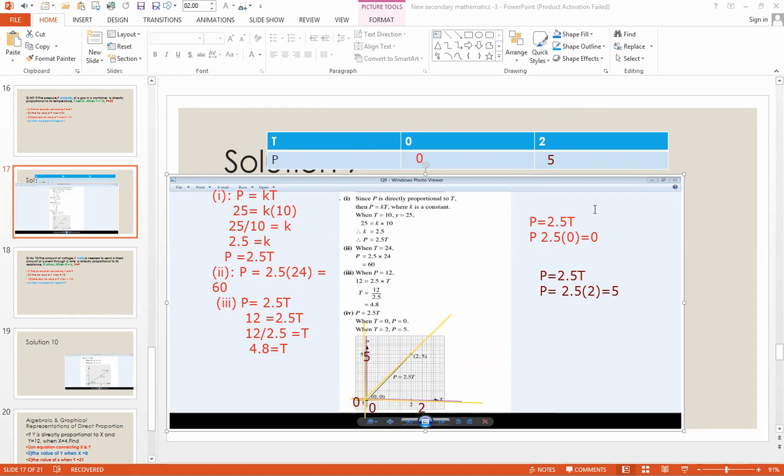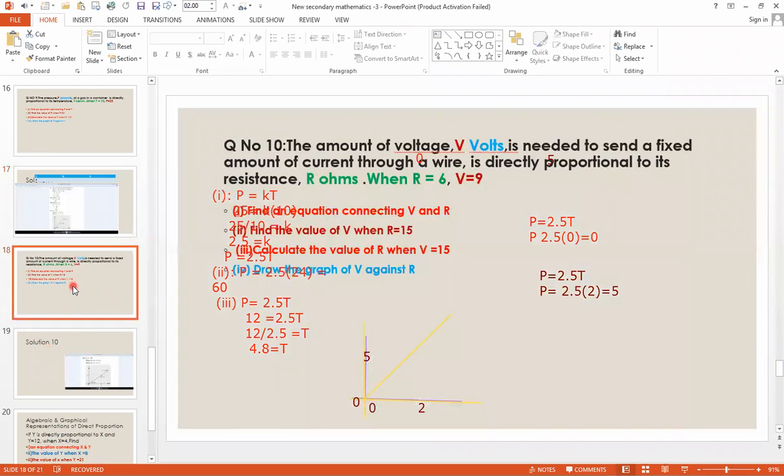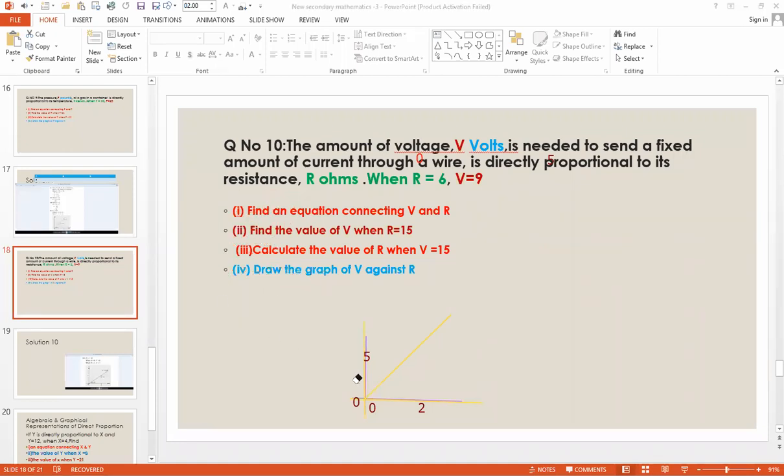Now we move towards question number 10. And after moving to question number 10, I have to remove all that. This one is question number 10. I've just removed the previous solution. Okay. Now, wait a minute.